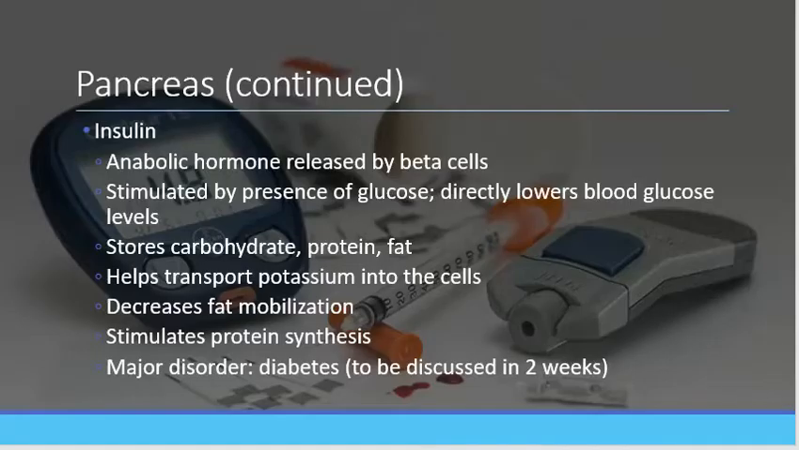The pancreas produces insulin. Insulin is an anabolic hormone released by the beta cells. It's stimulated by the presence of glucose and directly lowers blood glucose levels. It's an extremely important hormone in the human body. It helps to store carbohydrates, protein, and fat, helps transport potassium into the cells from the extracellular space, decreases fat metabolism and mobilization, stimulates protein synthesis, and the major disorder that is affected by insulin production is diabetes. Diabetes will be discussed in 2 weeks in class.